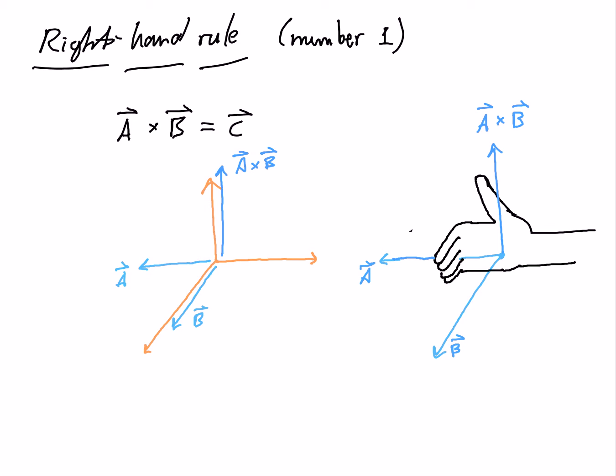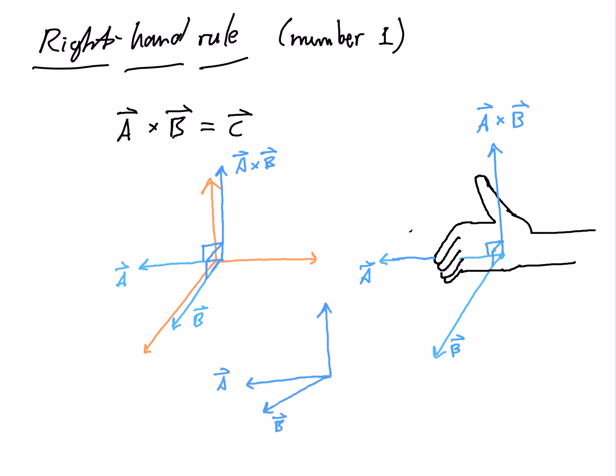So once again, start off with your fingers pointed in the direction of A. Close your hand partially, sweeping your fingers in the direction of B, and then wherever your thumb had to point in order for you to be able to do that, in order to sweep your fingers from A towards B, whatever direction your thumb had to point, that's the direction of A cross B. Note that the cross product of two vectors is always perpendicular to both of those vectors.